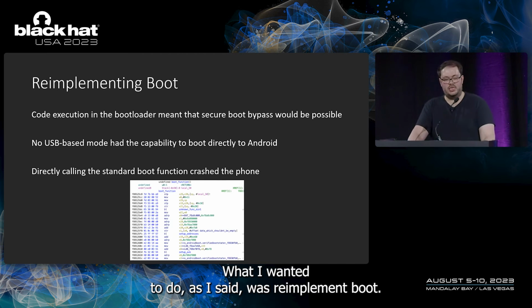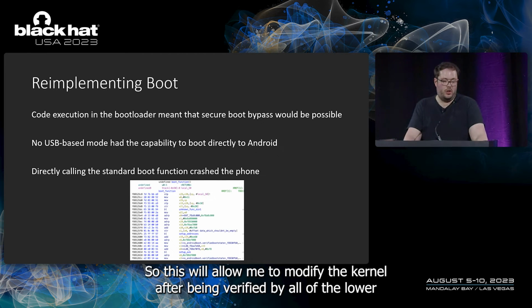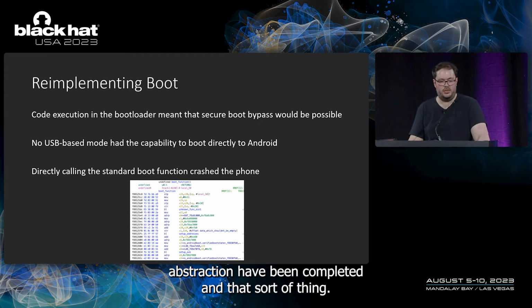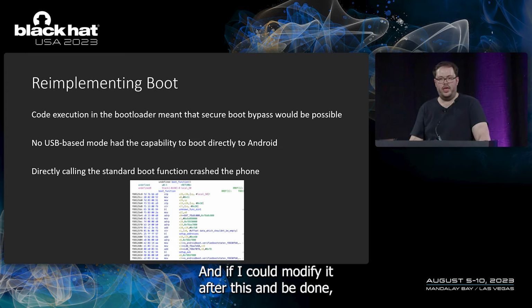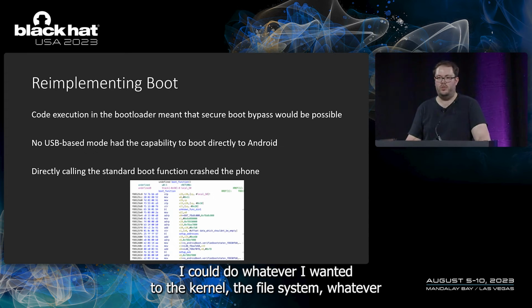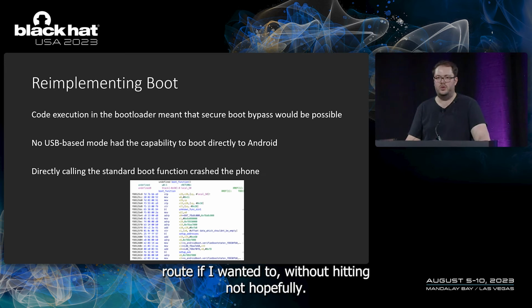What I wanted to do, as I said, was re-implement boot. So this would allow me to modify the kernel after it had been verified by all of the lower level systems, meaning that things like signature verification had been completed, and that sort of thing. And if I could modify it after this had been done, I could do whatever I wanted to the kernel, the file system, whatever, root it if I wanted to without hitting NOx, hopefully.